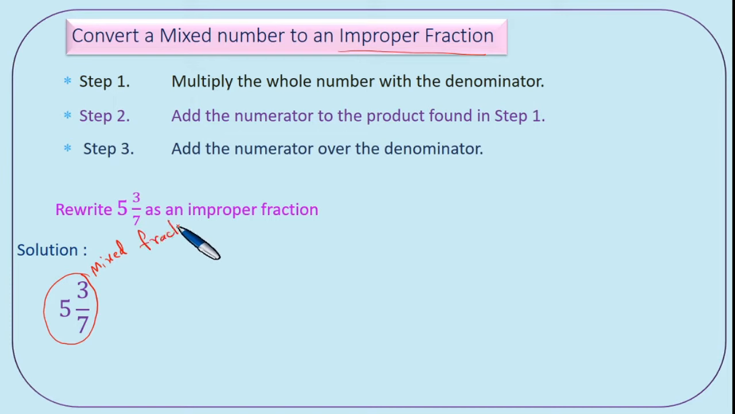Right. So now we will try to convert this mixed fraction to an improper fraction. From step 1, we know that we have to multiply the denominator and the whole number. Denominator is 7, whole number is 5. So we will multiply 5 with 7. We have to multiply 5 and 7, so that is 7 times 5. The numerator is 3.